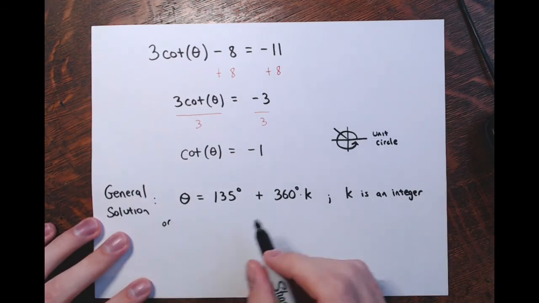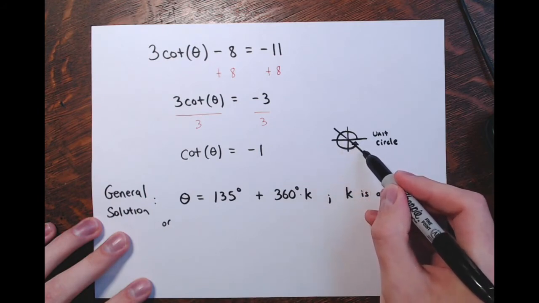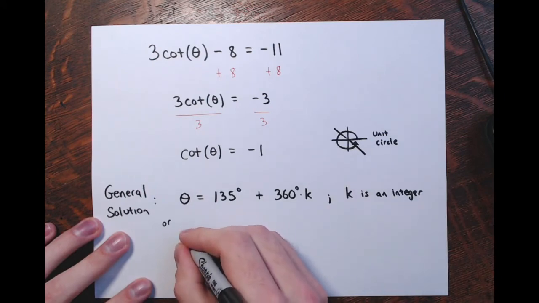Or, again, thinking once around, the other angle that has a cotangent of negative 1 would be down here in quadrant 4, 45 degrees into that quadrant, 315 degrees.